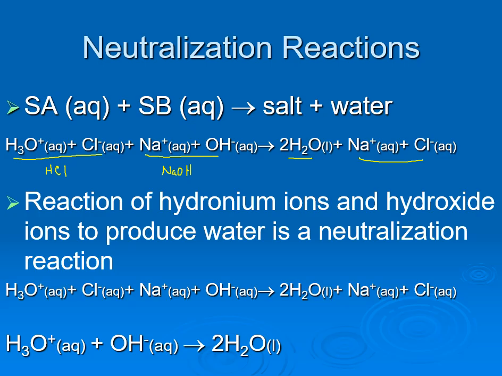The reaction of hydronium ions and hydroxide ions to produce water is the neutralization part of the reaction, which also indicates that pH, which is a numerical measure of the acidity or basicity of a substance, approaches or equals 7. Because it's a 0 to 14 scale, 7 is dead on in the middle. It's neither acidic nor is it basic. So water is a 7, pure water.